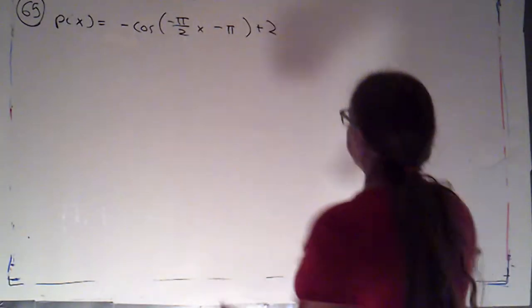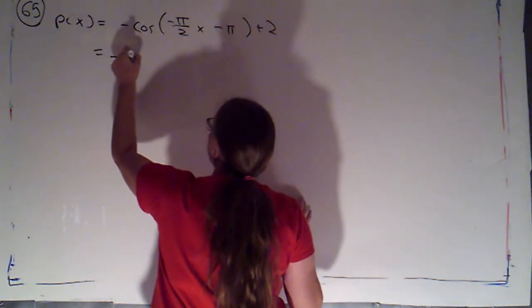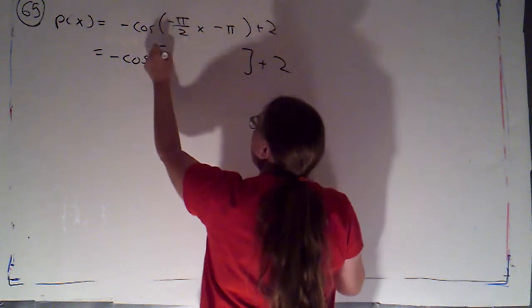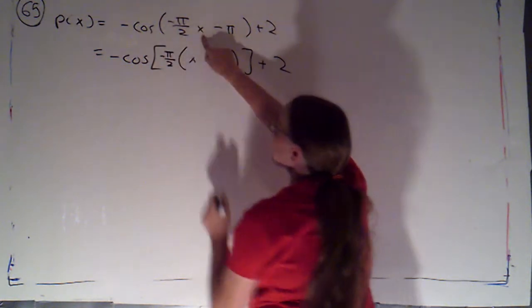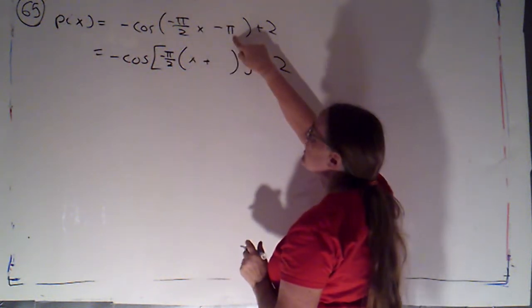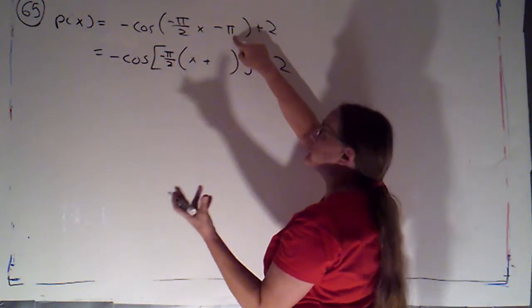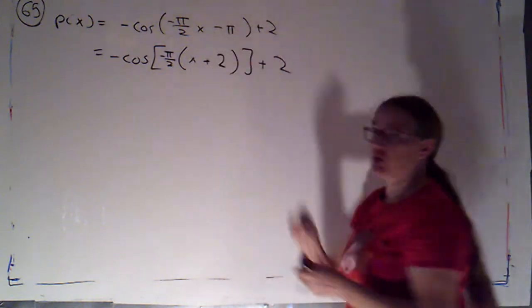As always, the first thing I'm going to do is get the input to cosine into factored form. So I'm going to factor out that negative pi over 2. So that's being multiplied by x. Factoring out a negative will change that sign to a plus. And I'm essentially dividing by pi over 2. That's like multiplying by 2 over pi. So that's going to make that a 2.